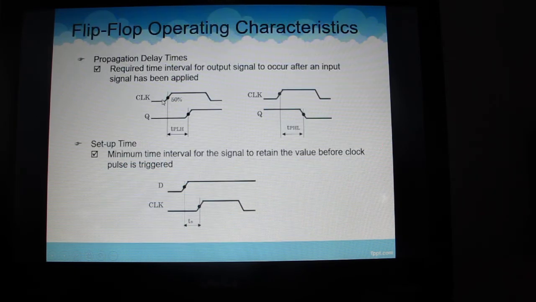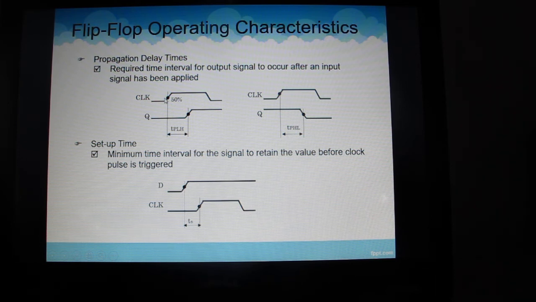Alright, so you can get something similar like this. Normally it's not a straight line, it's just something like this. That's why you take from this point, the 50%, from this one at 50% to the Q, the output will be 50%. This one we call the propagation delay high. Okay, this one high and this one will be low.